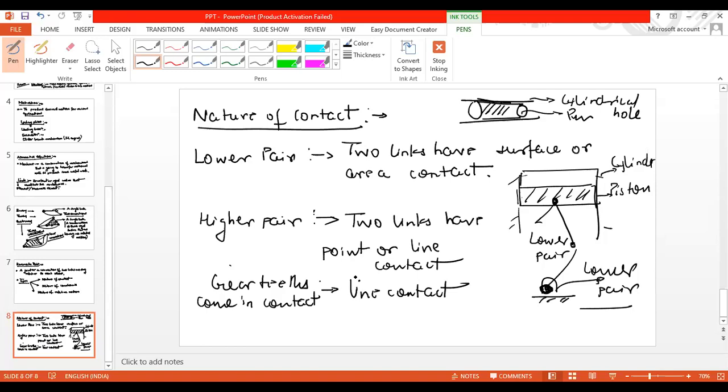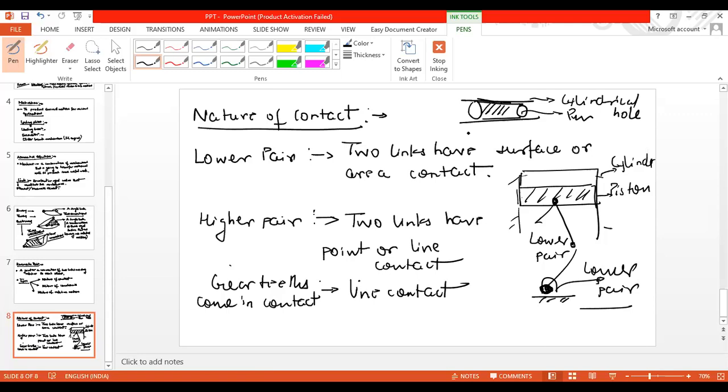So in this case, we will say that this constitutes a higher pair. But how is it a line contact? Because they still have a bit of surface in connection, no? See, two teeth are meshing, right? They generally have an involute profile. So if you talk of, let's say, a spur gear, these two teeth are going to mesh directly. This is very easy to assume. They don't have any surface contact, right?